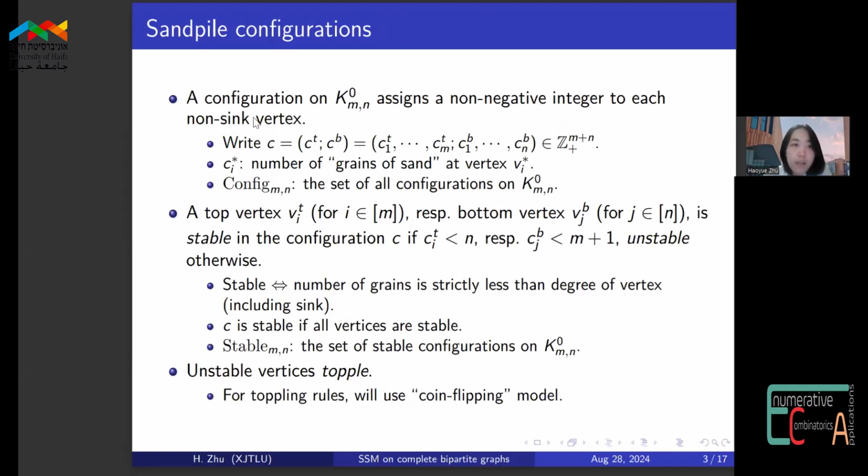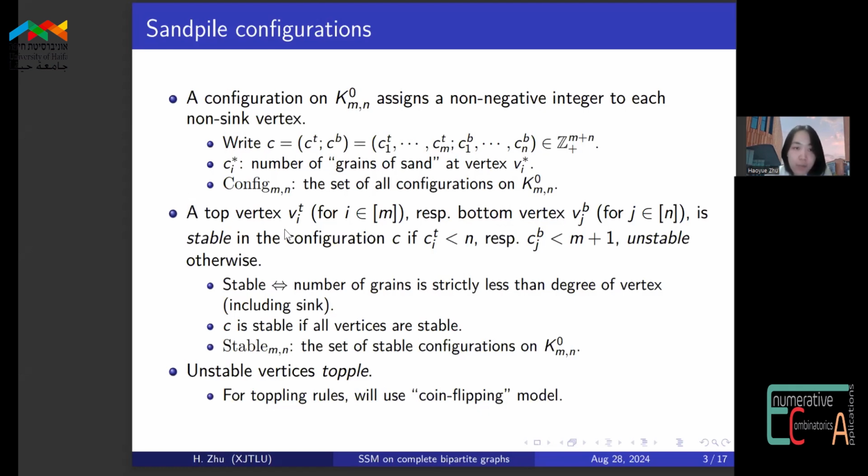The sandpile configuration on the complete bipartite graph is an assignment to each vertex, which means we add some sand grains to each vertex. We use C equal to CT and CB to denote that. Here, CT means a configuration from C1T to CmT, and CB is from C1B to CmB. Here, CiT or CiB means the number of sand grains on each vertex ViT or ViB. We use this notation to denote the set of all configurations on the complete bipartite graph.